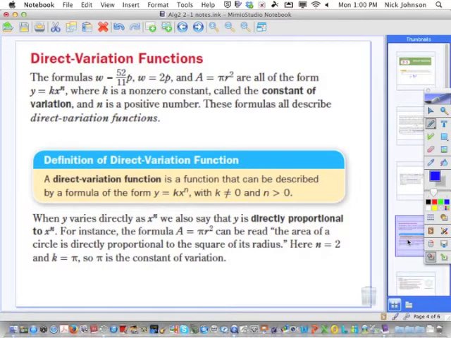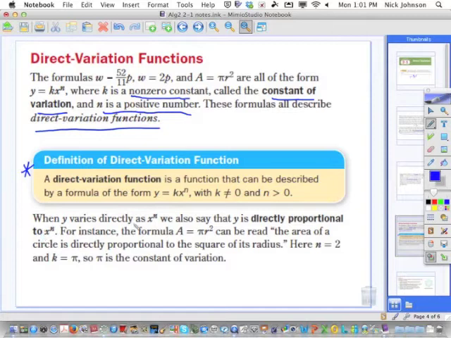Direct variation functions, the formulas W equals 52 over 11 P, W equals 2P, and A equals pi r squared, are all of the form y equals k x to the n power. K is some non-zero constant called the constant of variation, and n is some positive number. One, 2, 3, 4, 5, 6, could be anything. These formulas all describe a direct variation function. This is just it worded again right here. You may want to write that down.